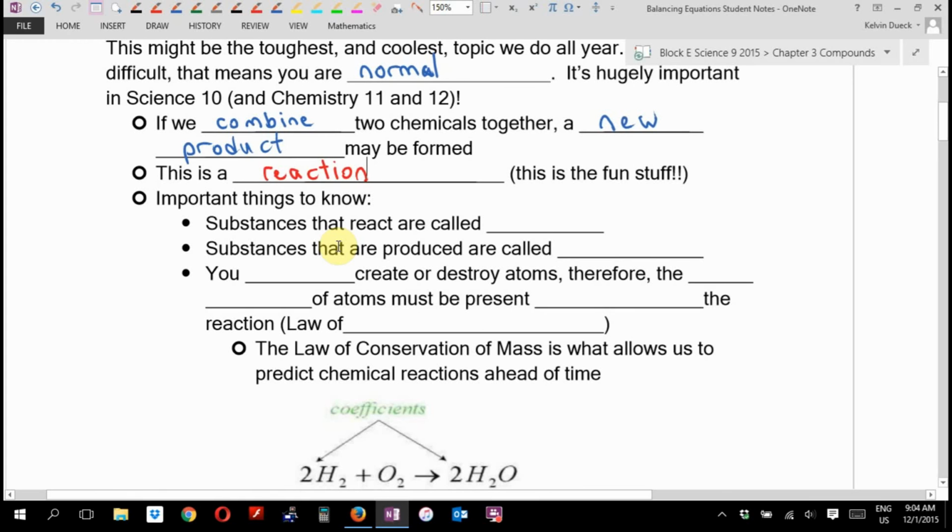Some terminology. This part is still fair game because I mentioned this last class. Substances that react are called, who can remember what we called substances that react? I'll give you a hint. The word, yeah, reactants, okay? I was going to say I'll give you a hint. The word react is in the name. What do we call the substances that are produced? Products.